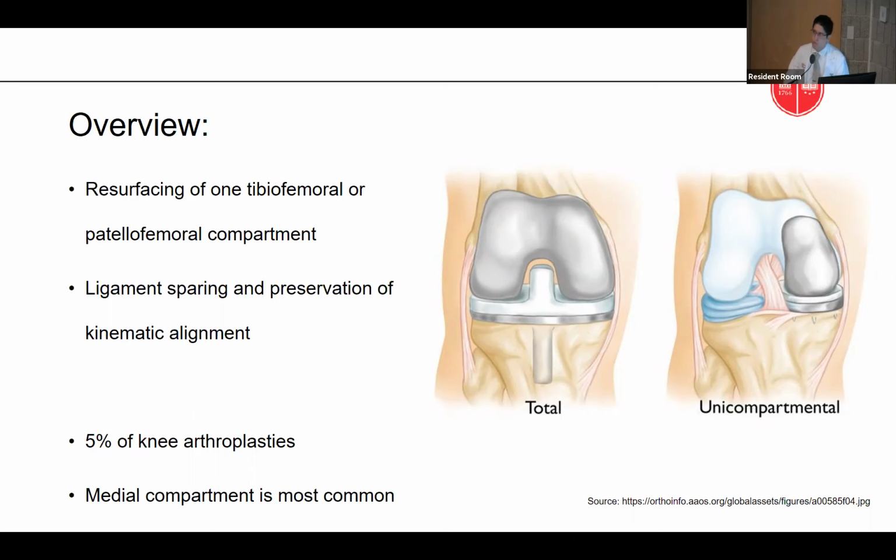In a total knee, there's extensive soft tissue release usually done to get the proper mechanical axis alignment. And that's not the case in partial knee replacement, where it's only a bony procedure, and the native knee kinematics are all preserved. Out of all the arthroplasties done, around 5% of them are these partial knee replacements, and the medial compartment is usually the one that is most commonly done, since that is where osteoarthritis usually begins.